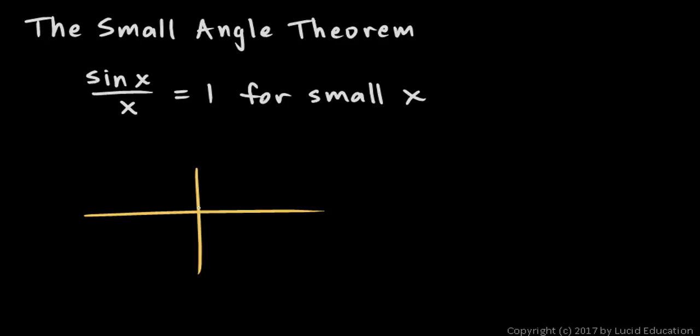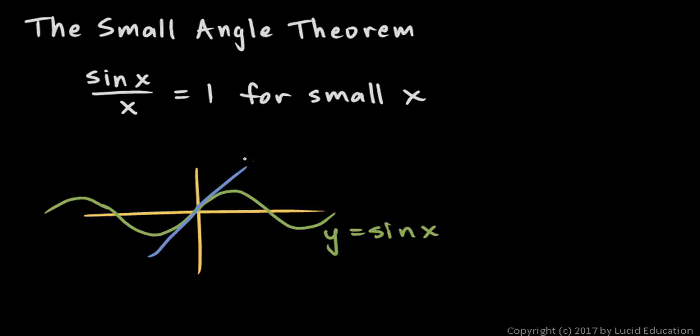So sine x looks like this. Okay, so that's a graph of y equals sine x. And then y equals x looks like this. So again, I'm thinking of the numerator and denominator as two separate functions, and there we have a graph of each one. And those graphs line up really closely right through there, right through the origin.